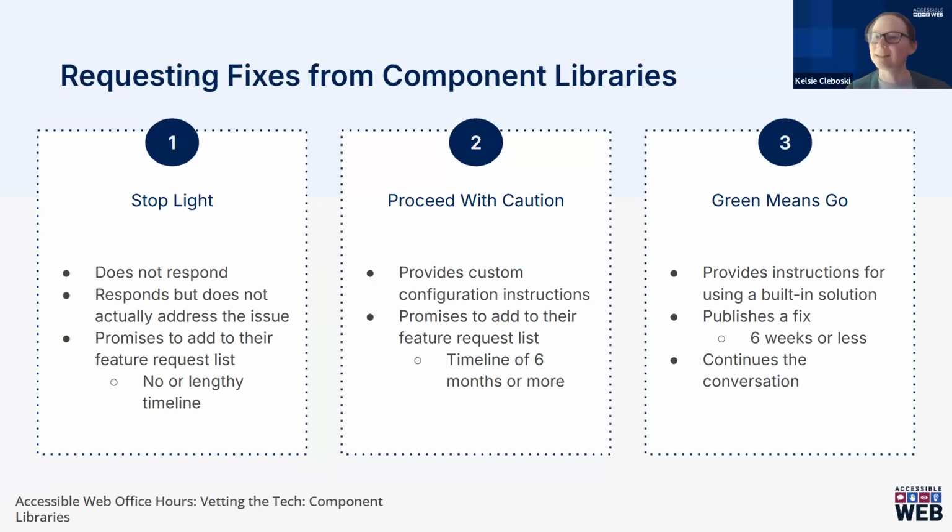Our second test, which is maybe, hey, this is getting better, this is an indication that they may be a good partner, proceed with caution, is if they provide custom configuration instructions to address the issue you've reported, or if they promise to add it to their feature request list, but that timeline is maybe a little bit lengthy, 6 months or more, depending on your field or your expectations. But they've got a feature request, they give you an actual timeline, but it's going to take a while. So at least accessibility is on their radar, they're responding to you, but this is going to be a longer term fix, or the custom configurations mean that you have to do more of that accessibility work yourself, and they're not fixing it at the source of the issue in their own library.